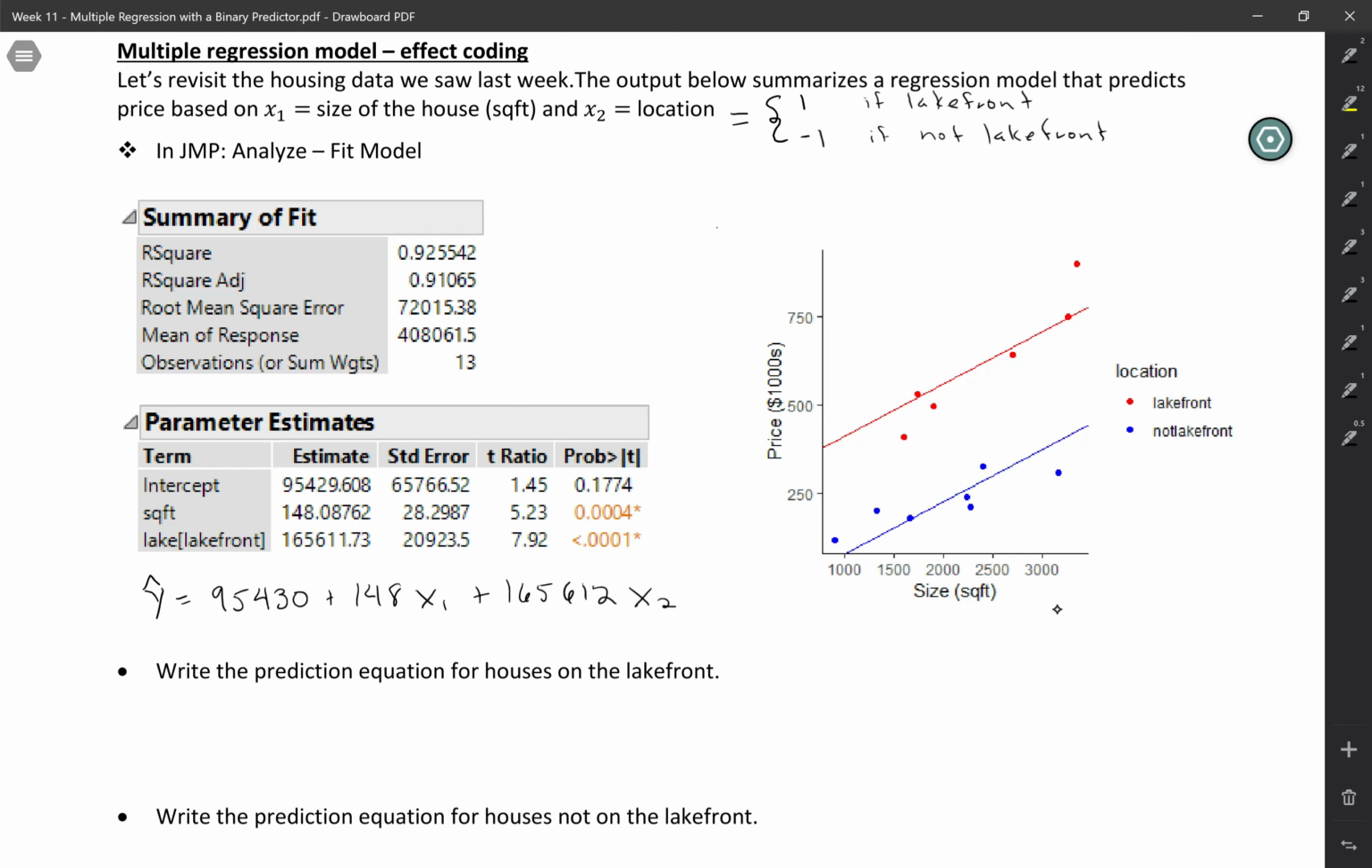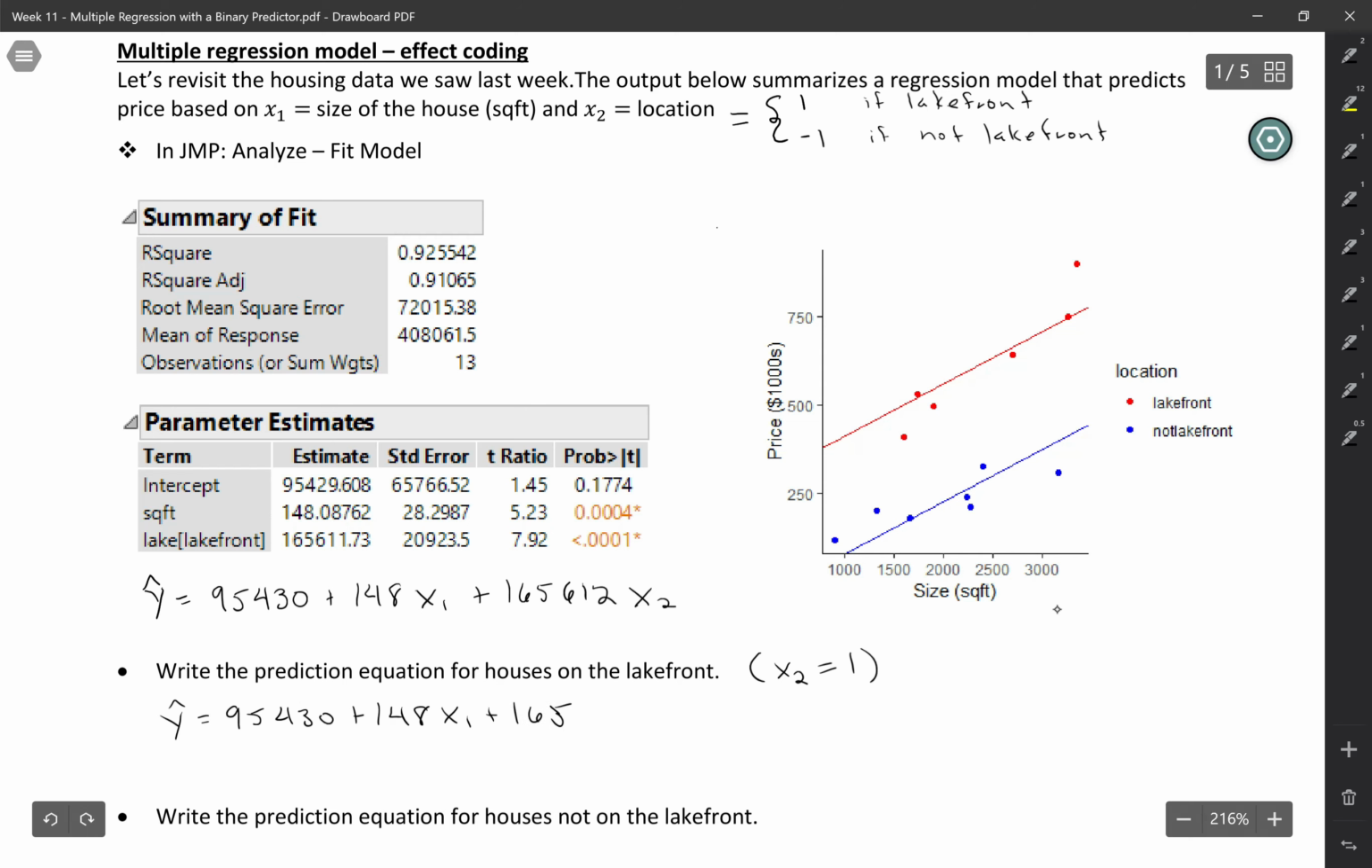So what if we want to predict for houses that are on the lakefront? This is when our x2 variable is equal to 1. So I'm just going to use my prediction equation and, when I get to x2, I'm going to plug in a 1.